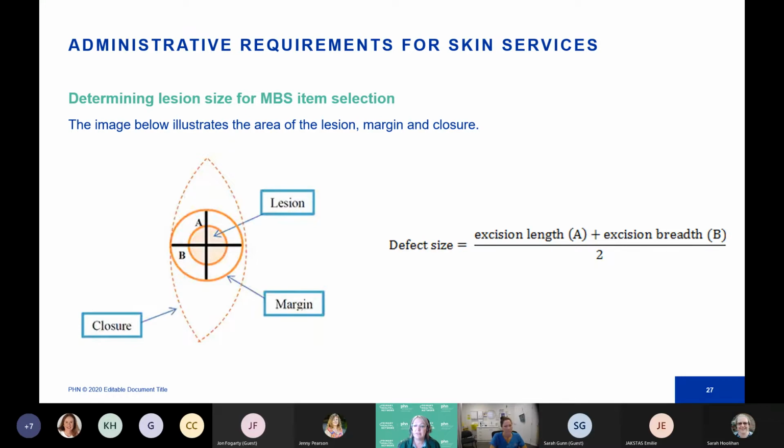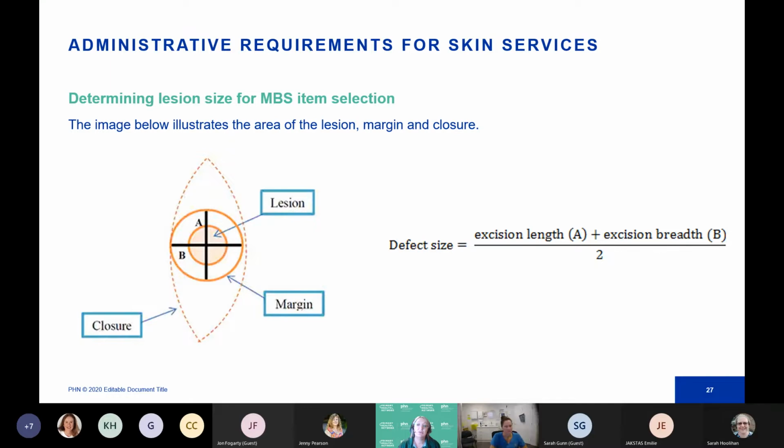Billing re-excisions of malignant lesions. You can bill a malignant excision item twice for the same skin lesion if it requires further excision. So you can use malignant skin items for the initial excision of the lesion and for a clinically relevant re-excision.